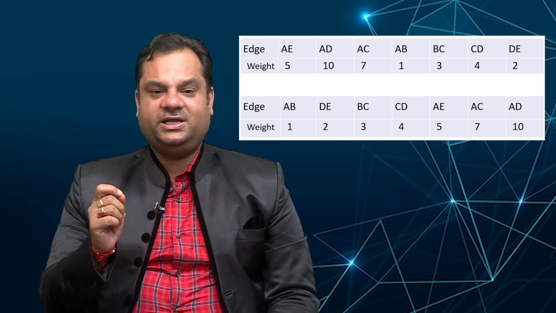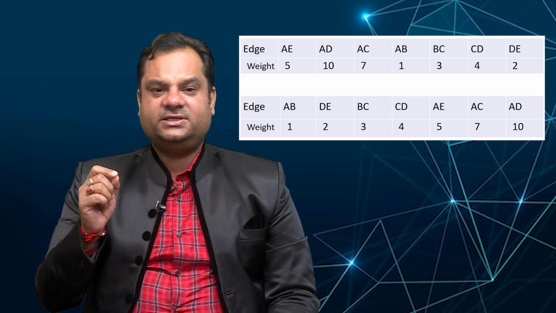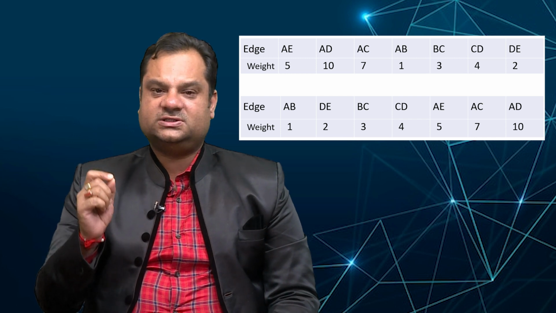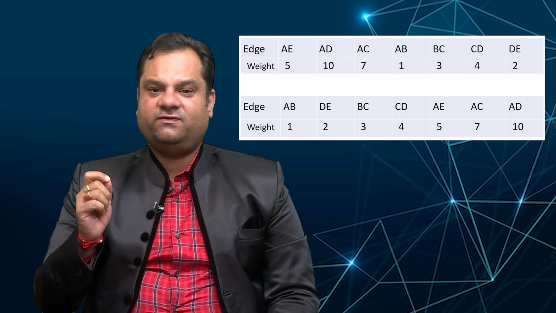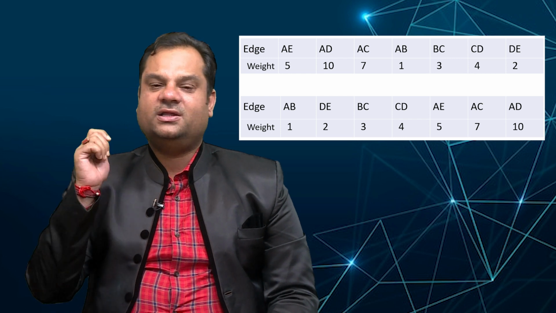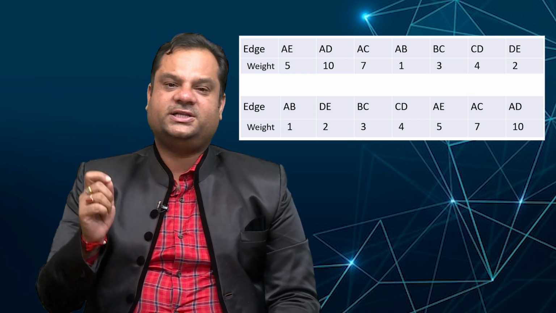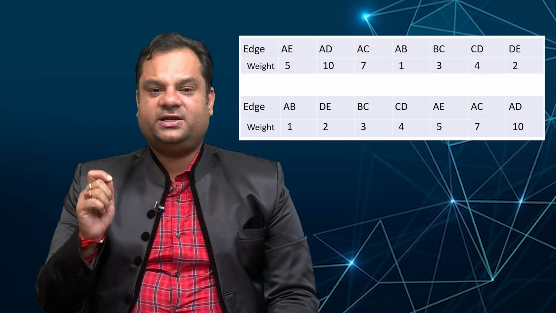Then we consider DE, the weight is 2. BC, the weight is 3. CD, the weight is 4. AE, the weight is 5, AC the weight is 7, and the last one, the edge with maximum weight, is AD, with weight 10.